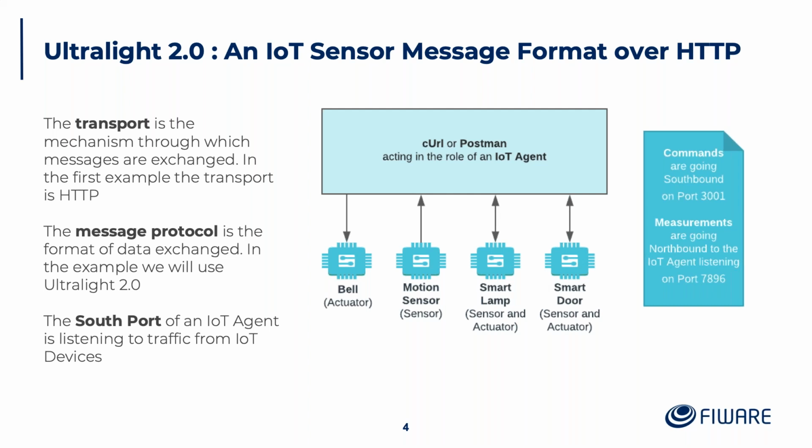The south port is the top of the arrows on this diagram, which is saying, hey, on this particular port, I am listening. Now, because we're using HTTP as our transport, again, the devices must be listening to something, and the arrow on the lower half of the screen is the port which the devices are listening on. So let's start off with a practical example.